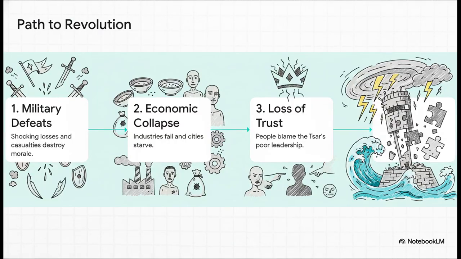So, let's quickly recap the whole process. You can think of it as a downward spiral. First, you have the military defeats, which destroyed morale. This leads to the second step, economic collapse, where industries failed and people in the cities were starving. The third step, a complete loss of public trust in the Tsar and his leadership. And when you put all of that together, you get the final step, a revolutionary crisis. The entire system was now just too weak to survive.